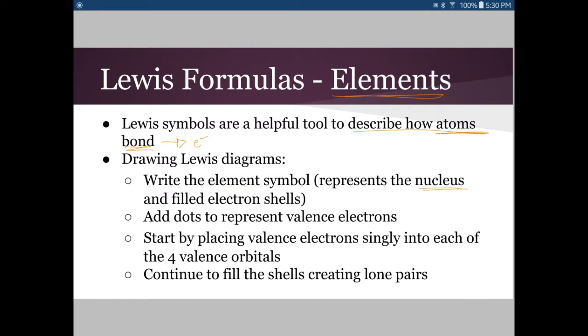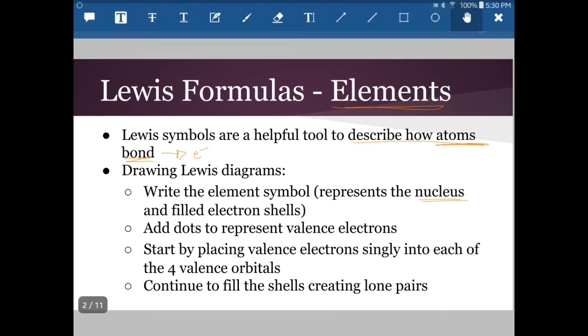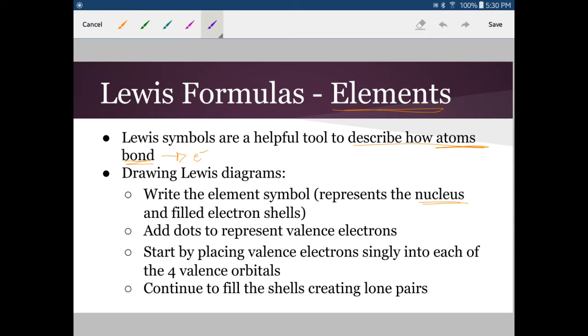Okay, the dots around our element symbol represent the valence electrons. And we start by placing valence electrons singly into each of the 4 valence orbitals. Again, our electrons like to spread out first, and then we can pair them up as the orbitals start to become full. Everything that's in the nucleus or filled electron shells is represented by the symbol, so we're only looking at valence electrons, which is important because we only look at valence electrons when it comes to bonding.